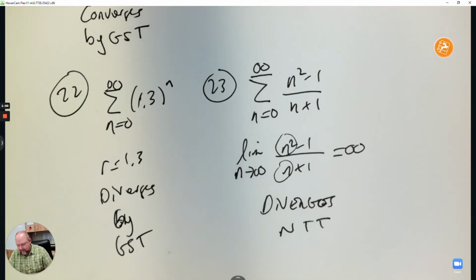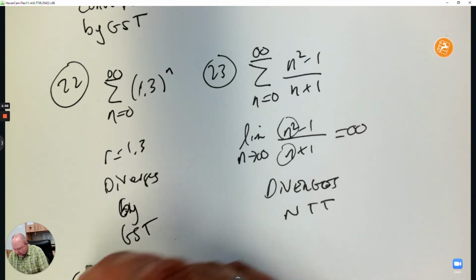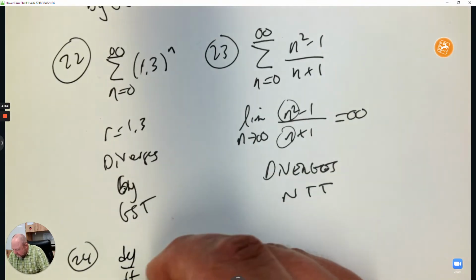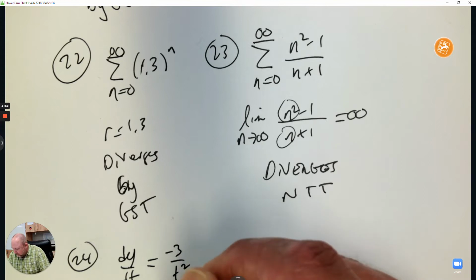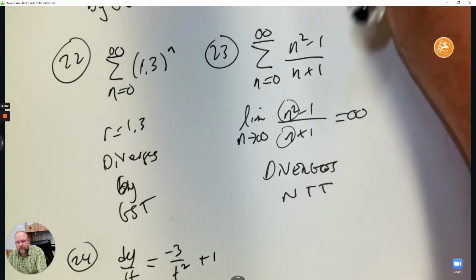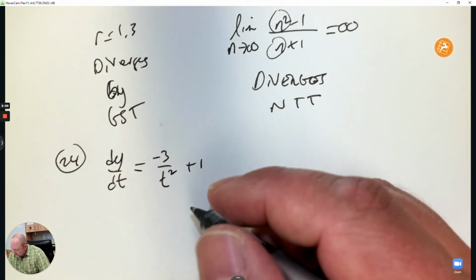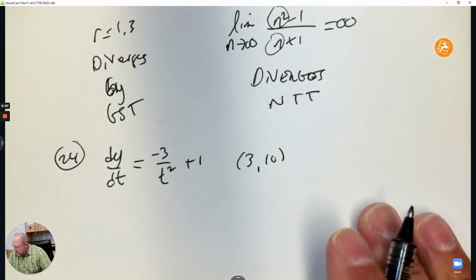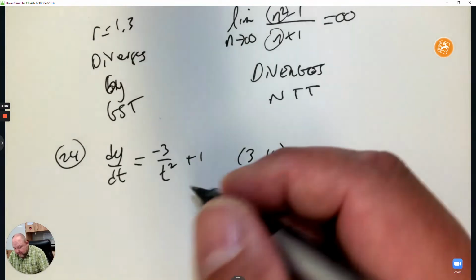24. The derivative of a function, dy by dt, is negative 3t squared plus 1. If the graph of the function contains the point (3, 10), find the equation of the function. So we're going to solve this diffy-q.